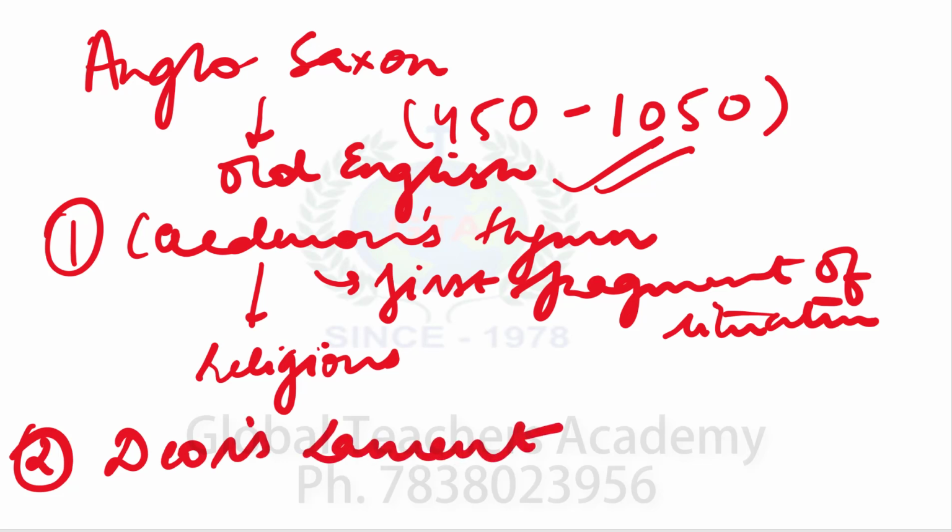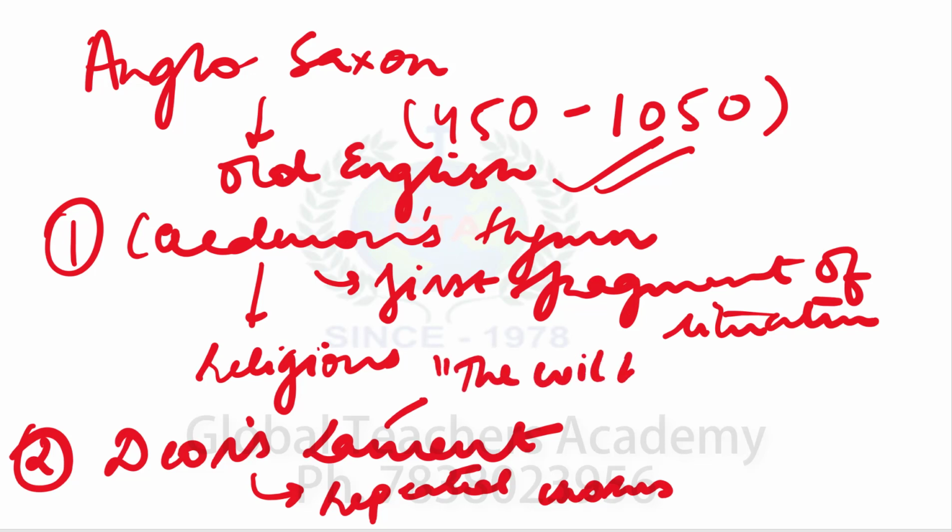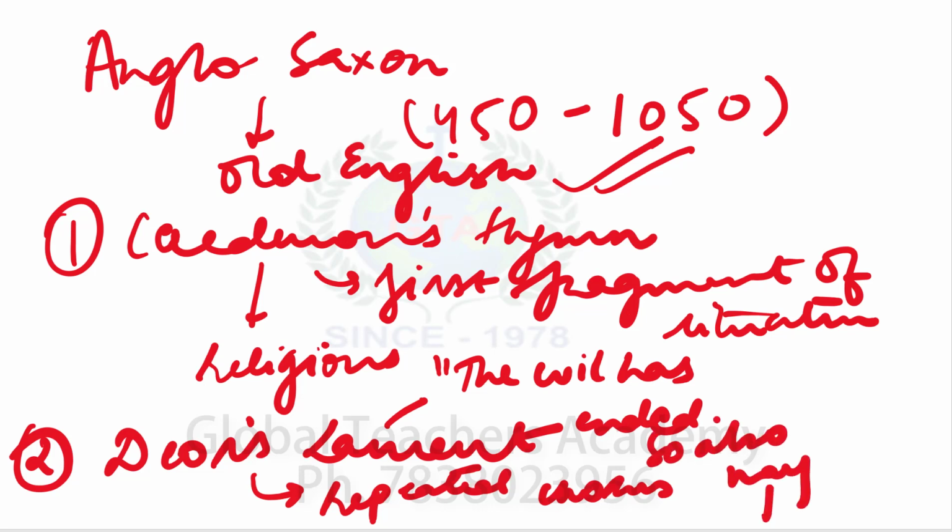The second one is Deor's Lament, right? The individual who is the subject of the text is talking about the day-to-day trials of life. This also has a repeated chorus, which is: the evil has ended, so also may this. This is the next one, the text known as Deor's Lament. So we've done two texts from the Anglo-Saxon period. The first one being Caedmon's Hymn, and the second one is Deor's Lament.